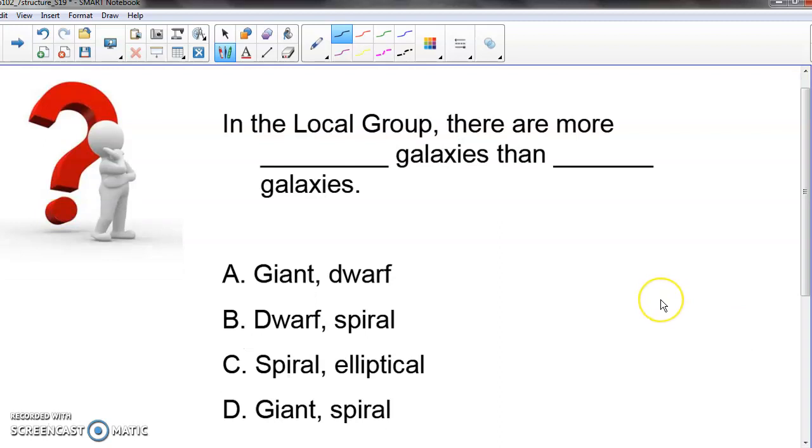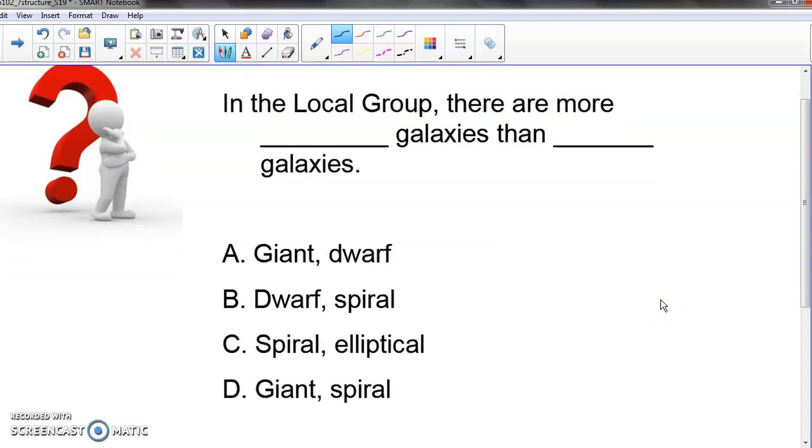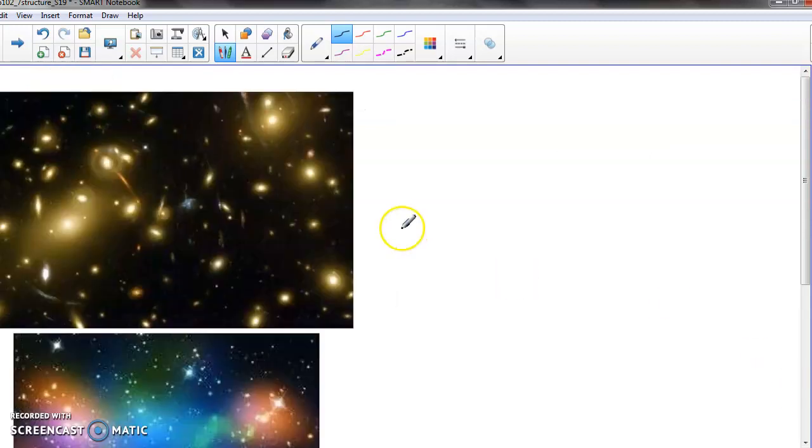So here is our first clicker question in this lecture. In the local group, there are more what than what. Okay, and so I give you some choices with giants and dwarfs and spirals and ellipticals. One important thing to remember here is that all spirals are big. Spirals are giants. And ellipticals can be either big or small. So look back at the notes, make the best determination there.